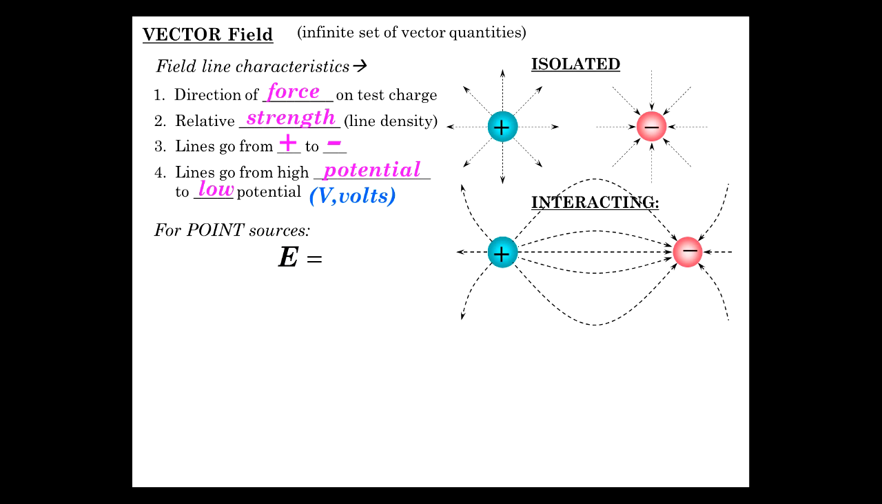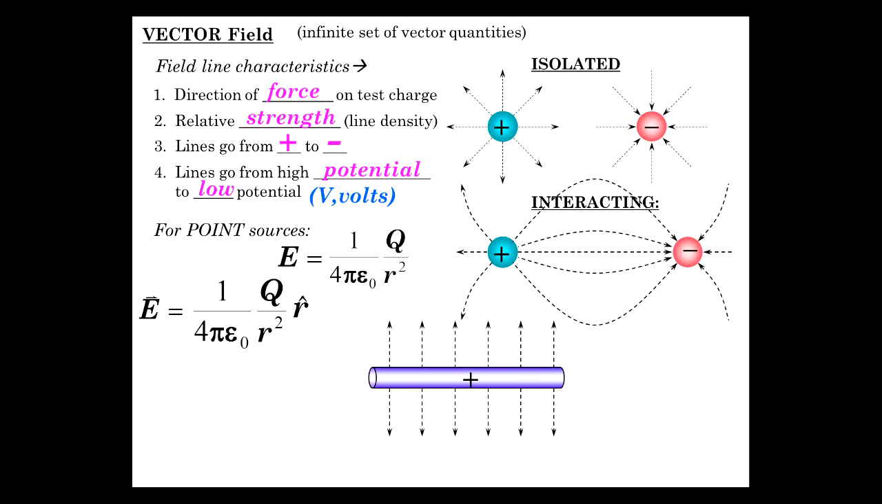For point sources, the electric field is kq over r squared. This is that proportionality constant k. More precisely, considered as a vector, it's the same thing, but followed by the spatial unit vector r-hat, because the direction of this magnitude is really important. It points in some spatial direction.